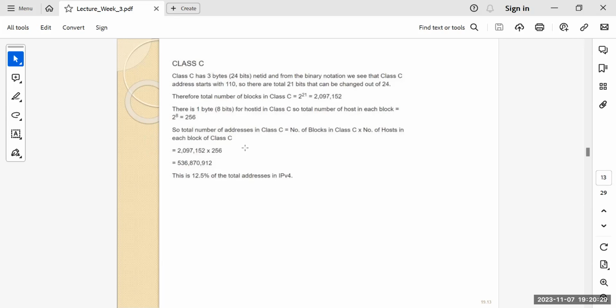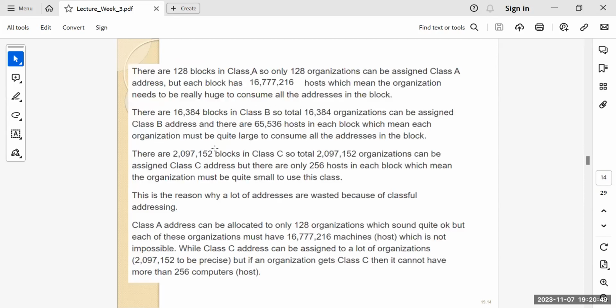Total number of addresses in that case would be 256 multiplied with 2097152, which is this number, right? So basically this corresponds to 12.5% of the total IPv4 addresses, if we calculate the total IPv4 addresses. So this is the fraction of the total class C addresses in case of class C addressing scheme in IPv4 addressing.